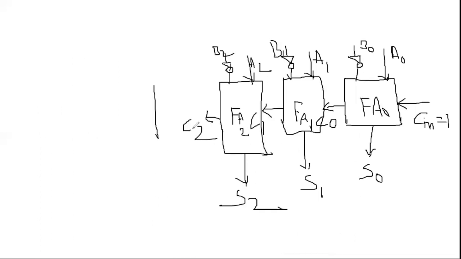Then, if I am drawing here, I take another full adder, F3, with the last bit, the MSB bit of A, A3, and the MSB bit of B3 bar. So I am using the inverters here.